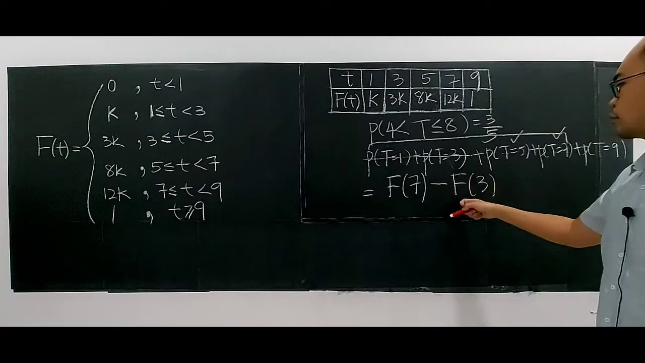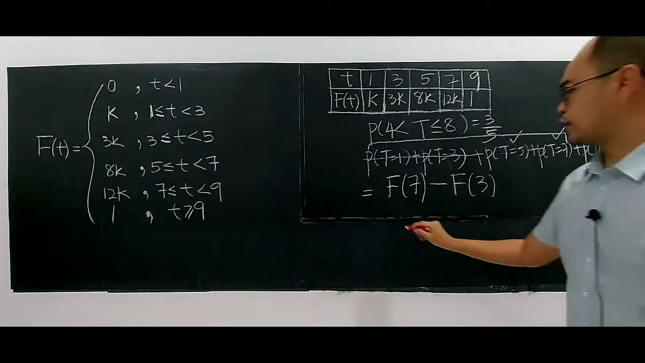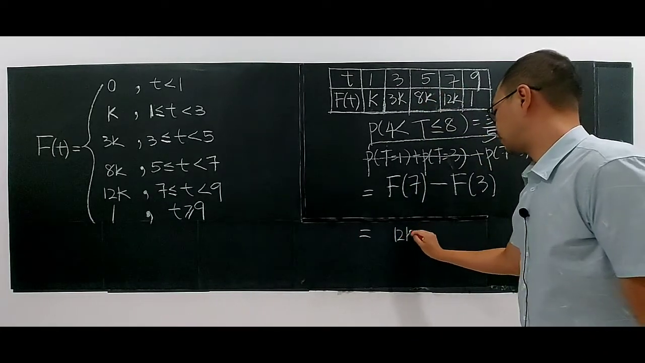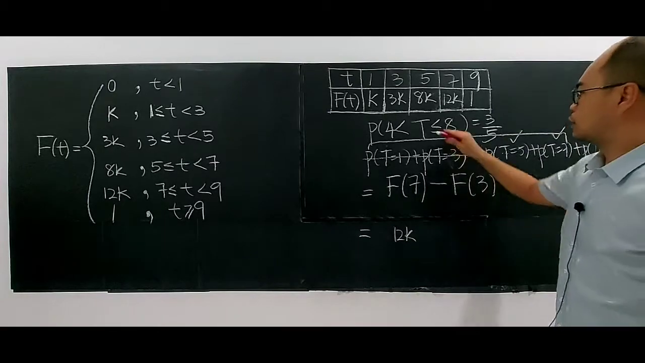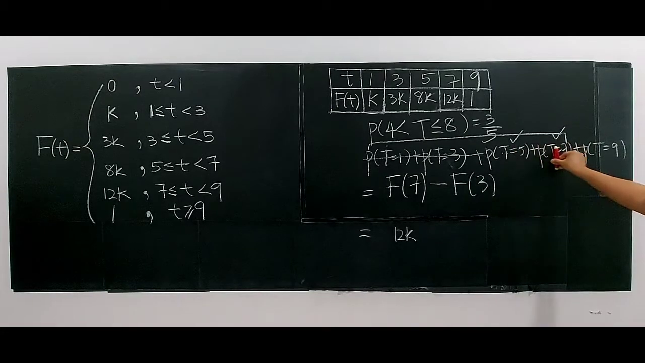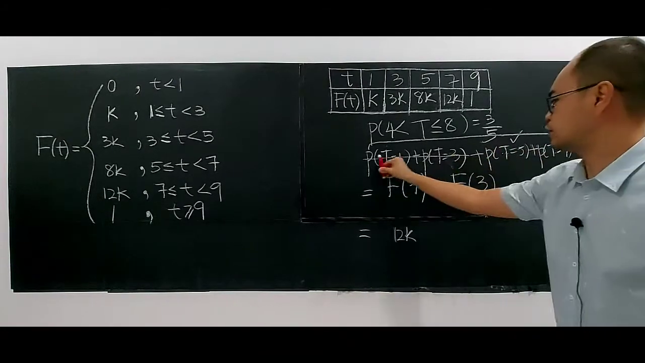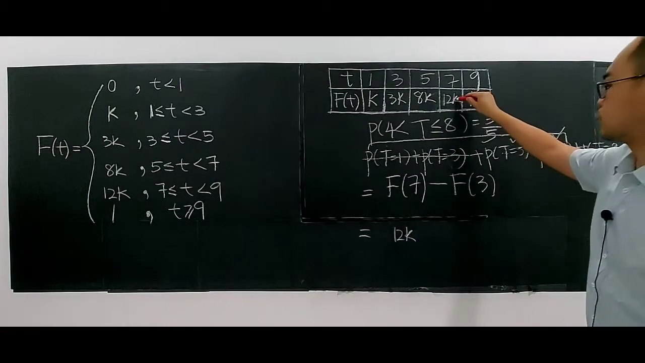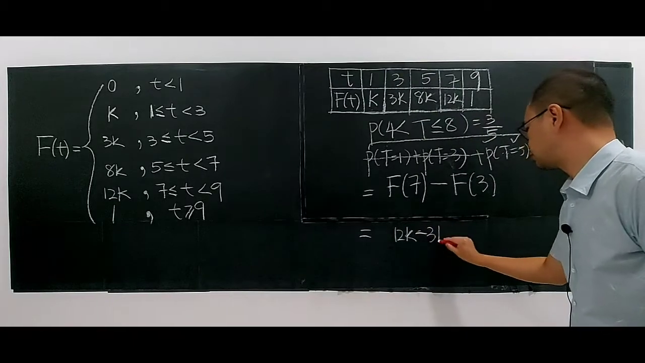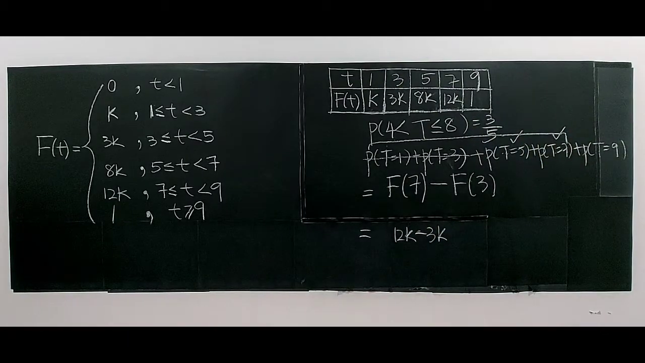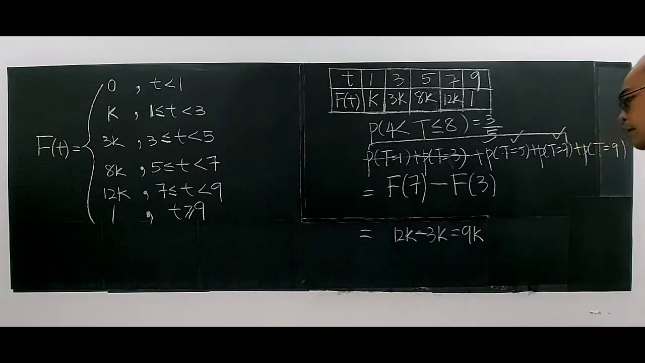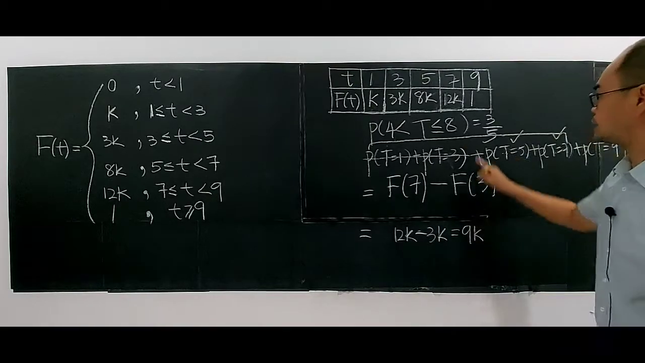1 and 3, so it's cumulative up to 3. So what is f7? f7 is 12k. So the probability between 4 and 8 will be f7 minus f3, because you just want 5 and 7. So you're getting 12k, f7, minus away f3, which is 3k. After you minus, you are getting the value of 9k.